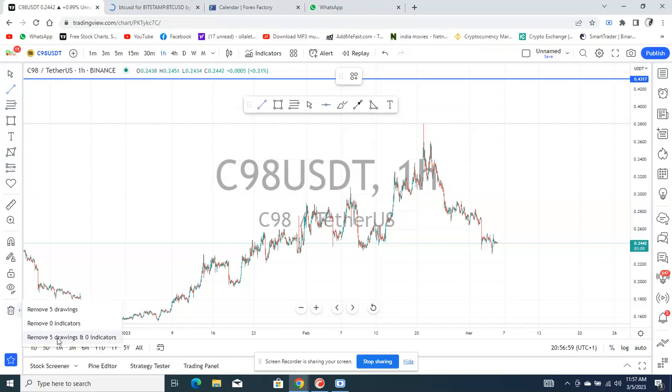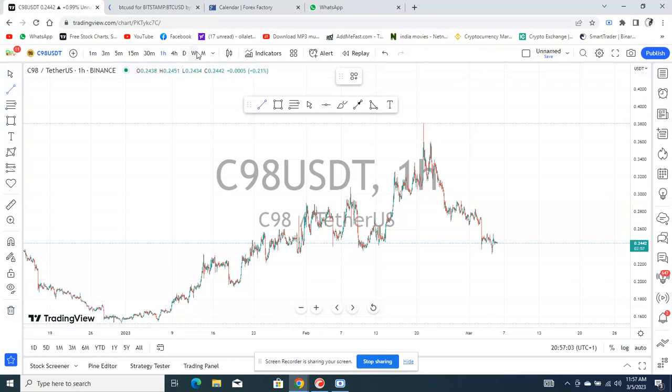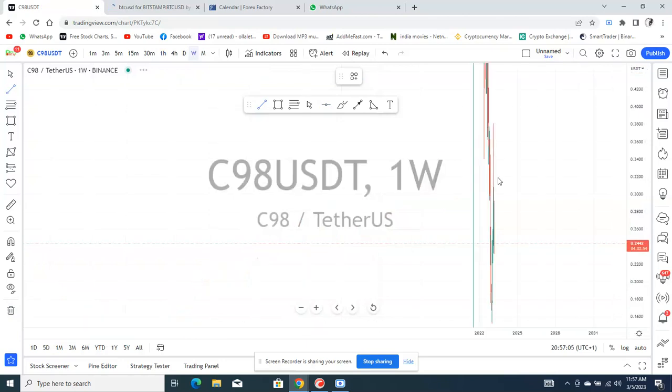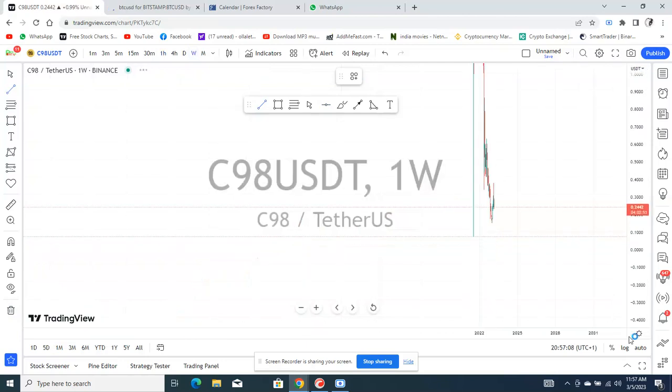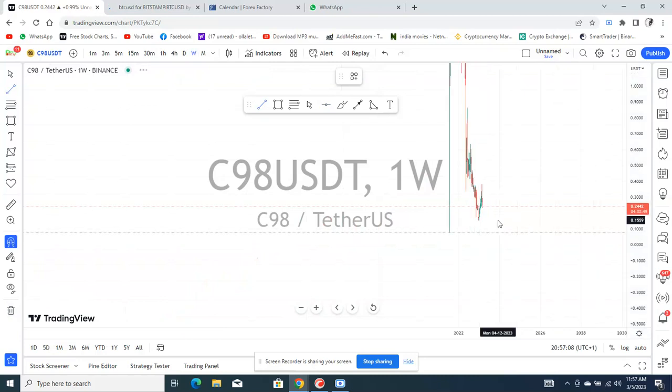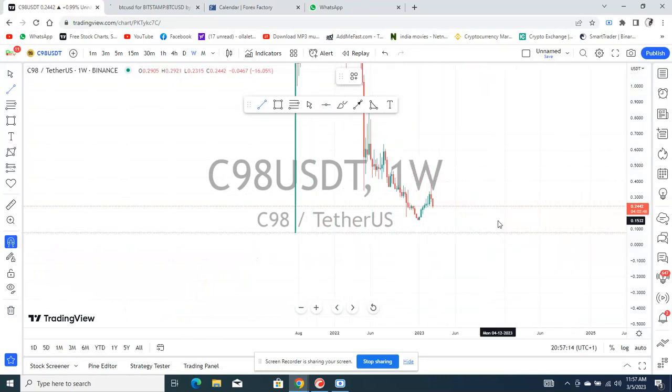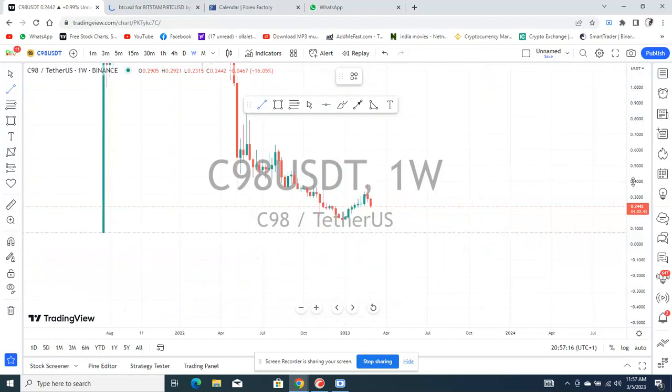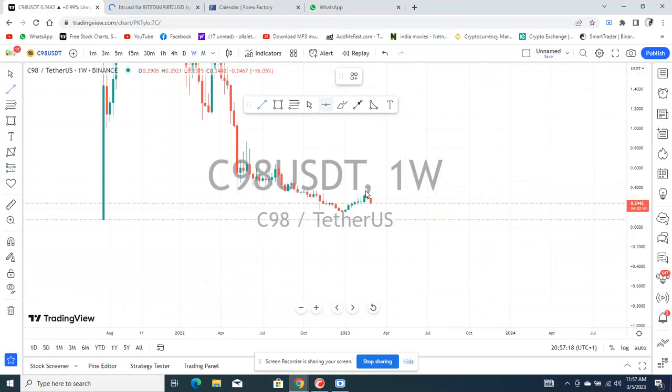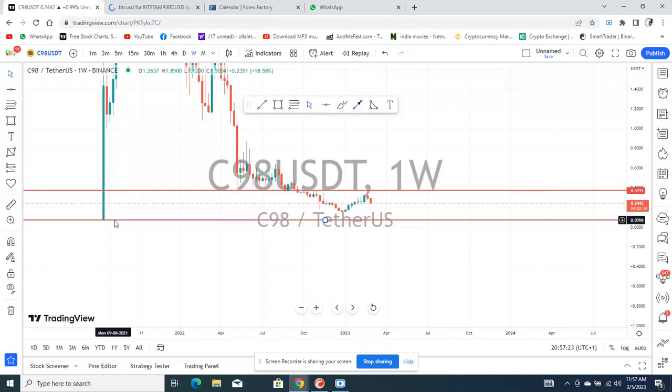Let me pick it from the monthly time frame, then the weekly time frame. Let me see what is happening. On the weekly time frame, the setup is not mature yet. I'm expecting these coins to come back to the launching price, which is around here. This is what I have on the monthly time frame. Now on the weekly time frame, we'll come back to the launch price.